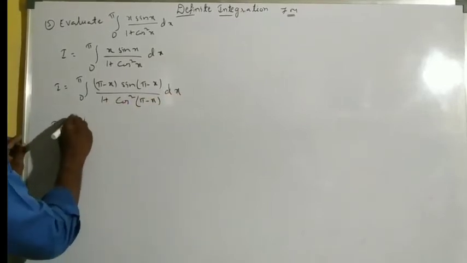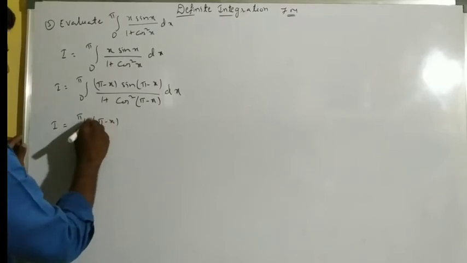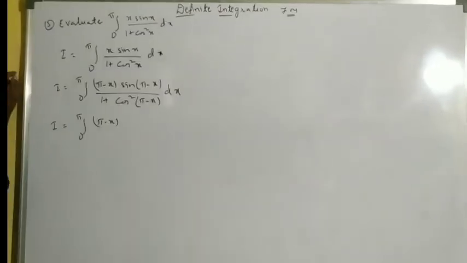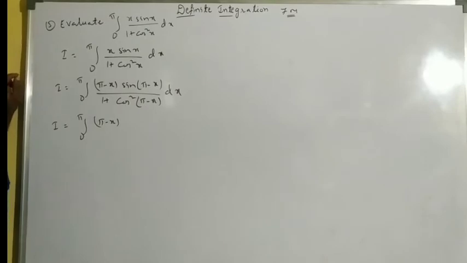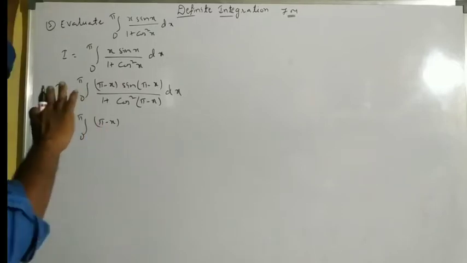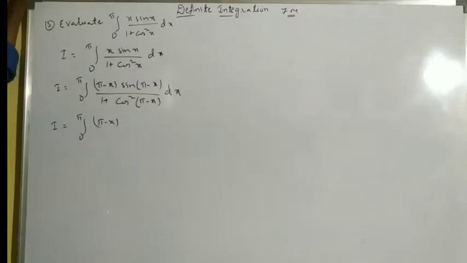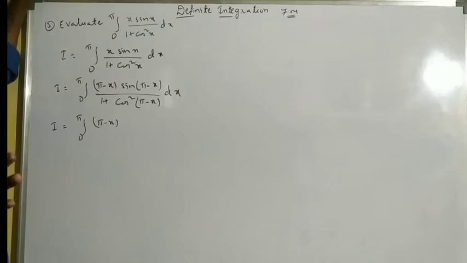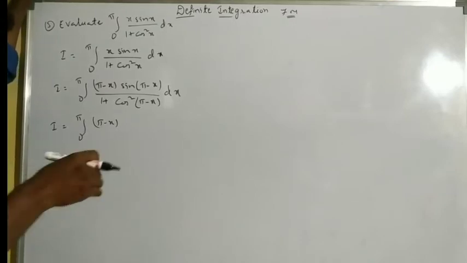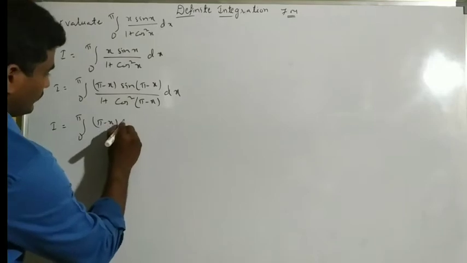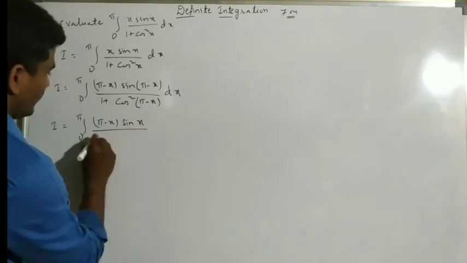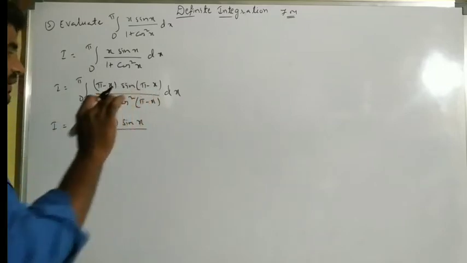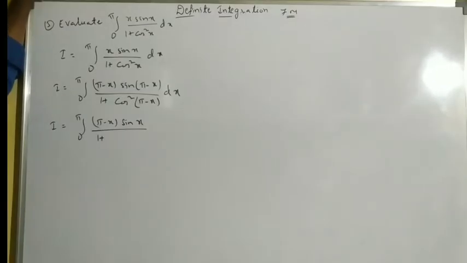I equals 0 to pi of pi minus x times sin of 180 minus theta. Sin 180 minus theta is in the second quadrant, and in the second quadrant sin is always positive. When we take 180 plus theta or 180 minus theta, the ratio will not change, so sin will become sin only, cos will become cos only. So here sin x we get, and 1 plus cos 180 minus theta. Cos 180 minus theta is in the second quadrant.